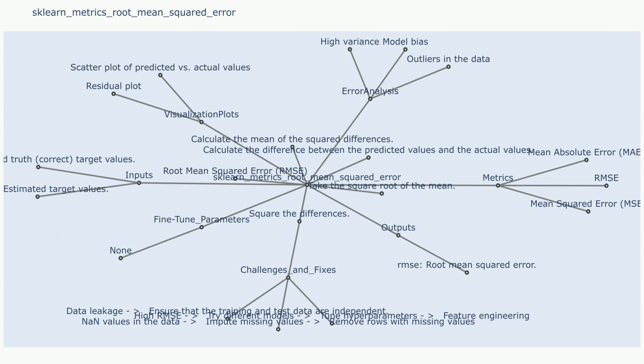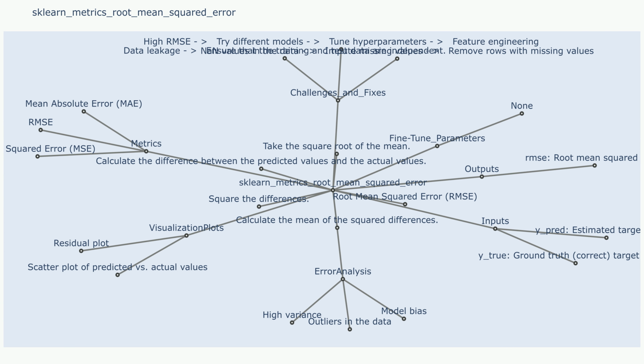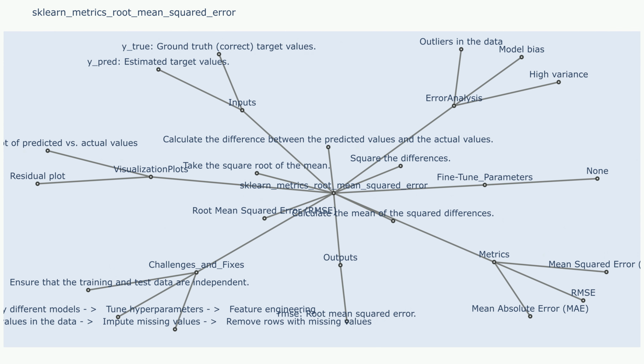Uncertainty methods: confidence intervals. The RMSE can be used to calculate confidence intervals for the predicted values. Bootstrapping: the RMSE can be used to estimate the uncertainty in the model's predictions by using bootstrapping.